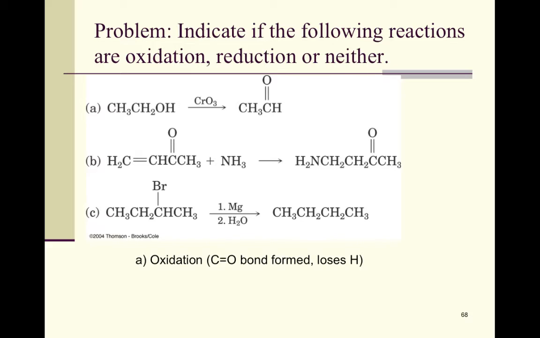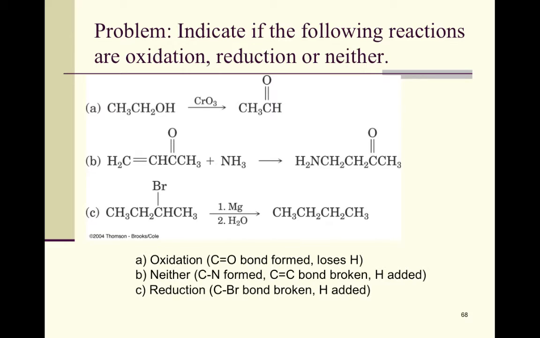The first one's an oxidation. A double bond oxygen is formed and it lost an H. More bonds to oxygen, less bonds to hydrogen. In B, it's neither, because we have a carbon-nitrogen bond formed, something that's more electronegative, we have a carbon-carbon bond broken, and we added a hydrogen. The third one is reduction. We lost our halogen, and we have more bonds to hydrogen now.